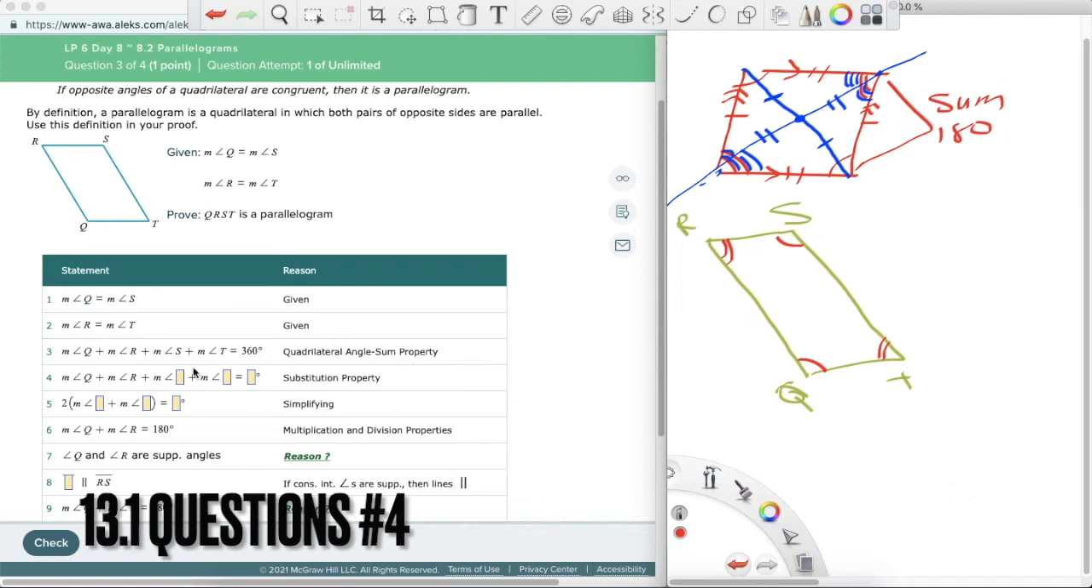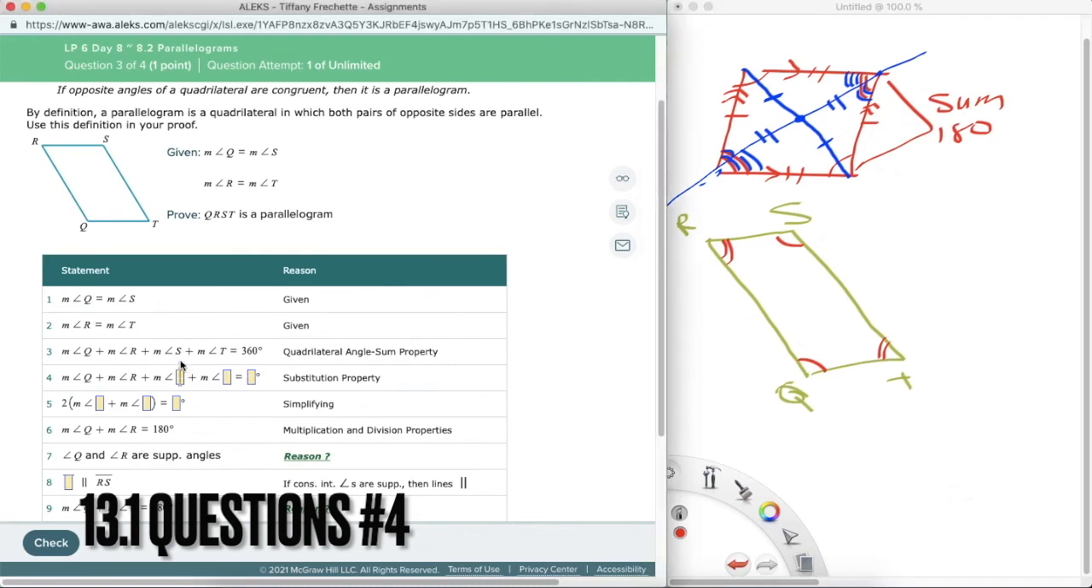So now, if we look at what they are doing on this fourth step here, we have Q and R, that didn't change, but now instead of S, they have a blank, and instead of T, they have a blank. And what they want us to do instead of S, they want us to use substitution, and I can see that because they're telling me to use substitution here. So I'm going to substitute, instead of angle S, I'm going to say angle Q. And instead of T, I'm going to go R.